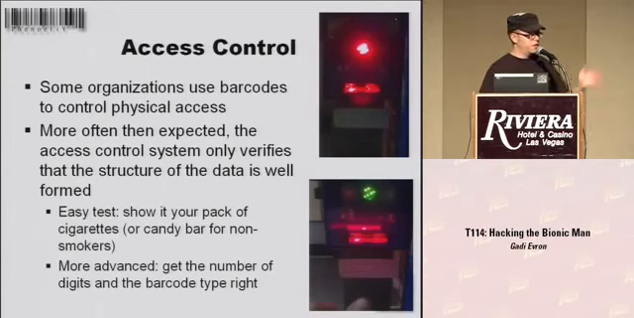It's a really easy test. When you have an access system that uses barcodes, just take your pack of cigarettes or whatever you currently have on you with a UPC and scan it and see if the door opens. Don't be too surprised if it does, because that's a really regular case. Other than that, you can just get the right number of digits on your barcode and scan it, and it will open the door. That frequently works.